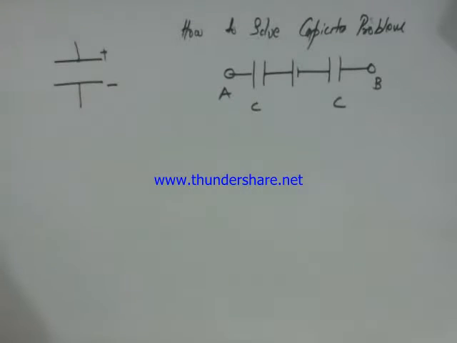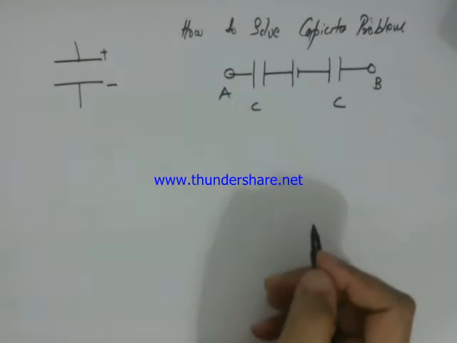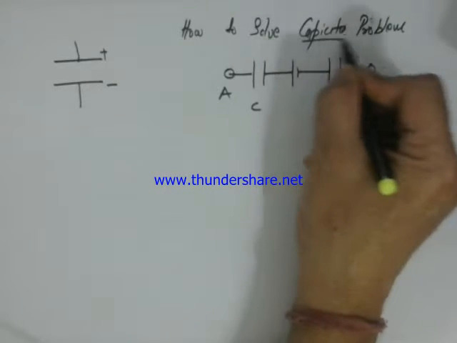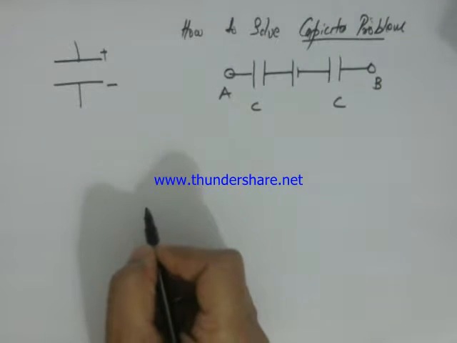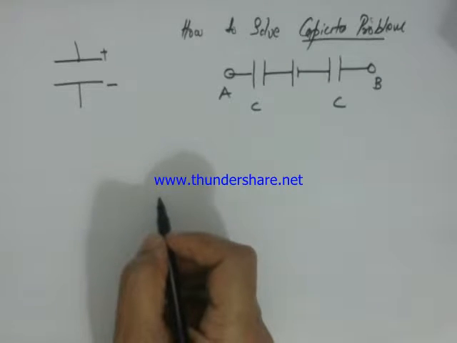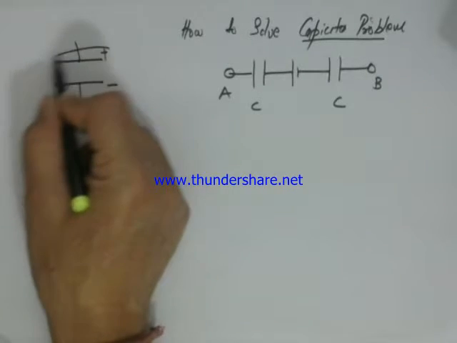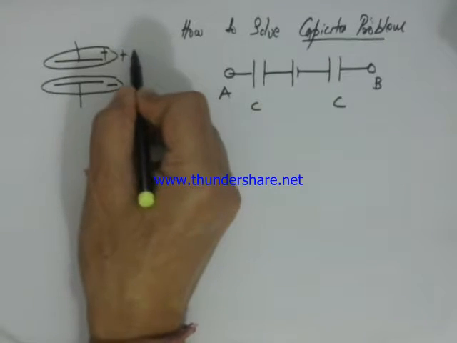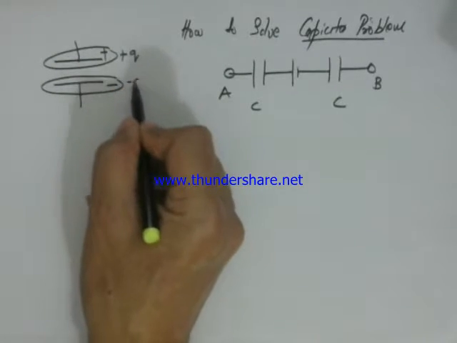In this lecture, we will see some basic concepts which are required while you solve capacitor problems. A few things one has to keep in mind while solving a capacitor problem is that the two plates of a capacitor will always have equal and opposite charge. So if one plate has plus Q, another plate will have minus Q.